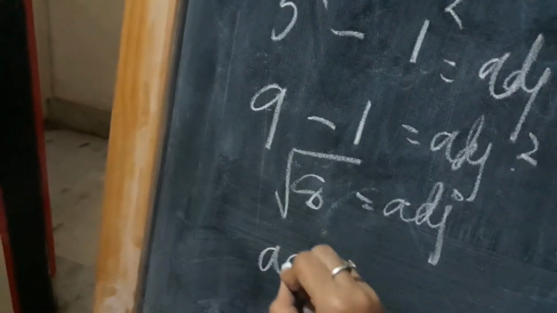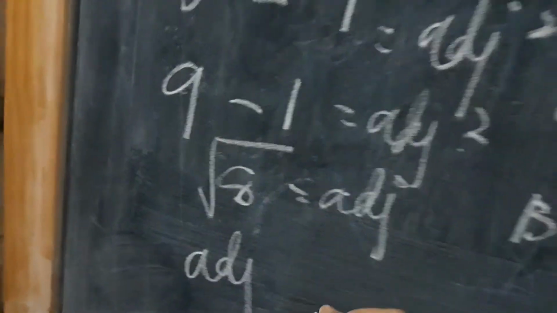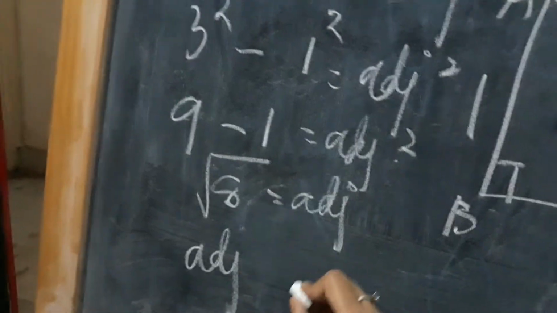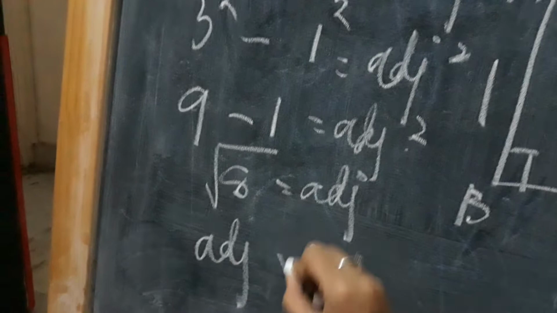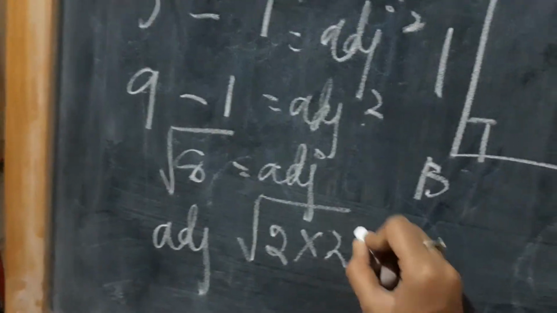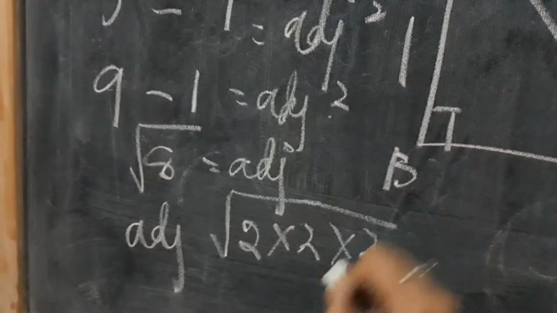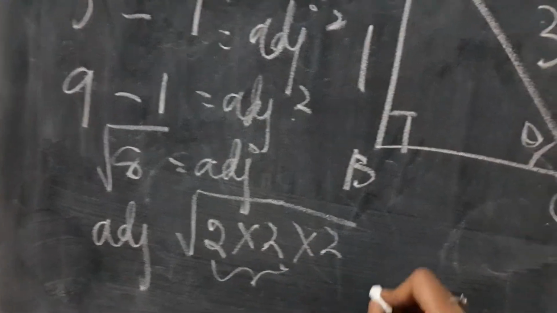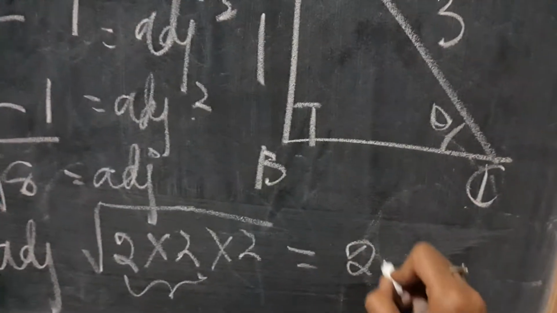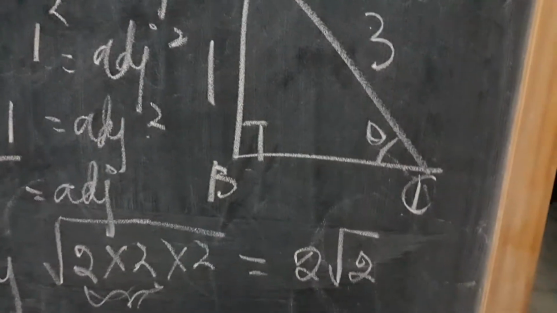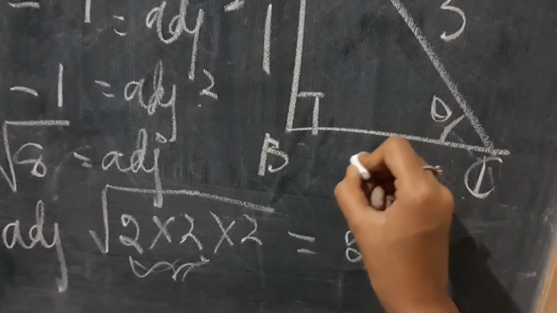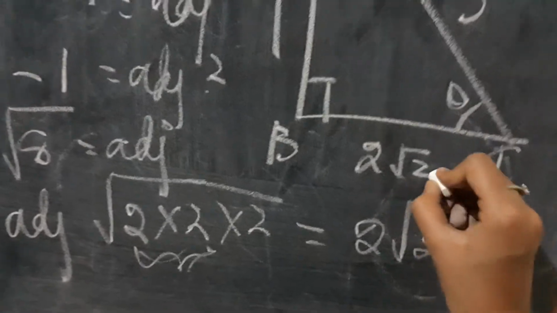Now this adjacent can be simplified. Root 8 can be written as root of 2 into 2 into 2, and the pair of 2s can be taken out, which is 4, so the answer will be 2 root 2. So the adjacent side is nothing but 2 root 2.